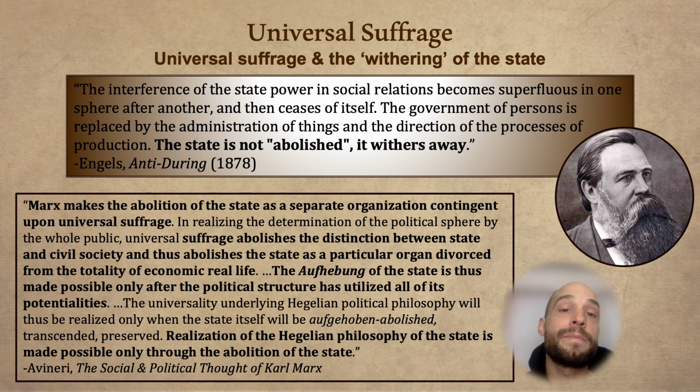This passage captures Avineri's core insight. The state is not abolished before it is fully democratized. Universal suffrage must first be realized in practice, politically and economically, so that the distinction between state and civil society dissolves from within. Only then can the state wither away, not as an act of destruction, but as a consequence of its own fulfillment. That is the dialectical endpoint of Avineri's Marx, a state that succeeds so completely in democratizing power that it makes itself obsolete.